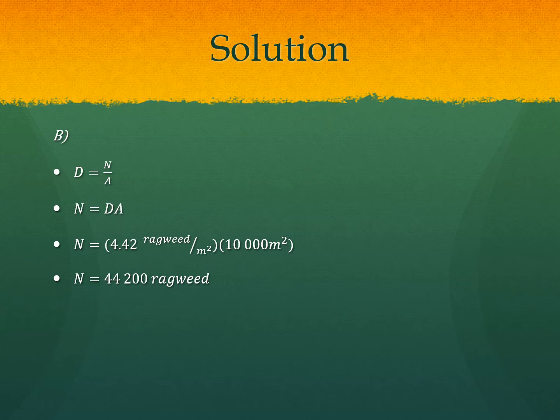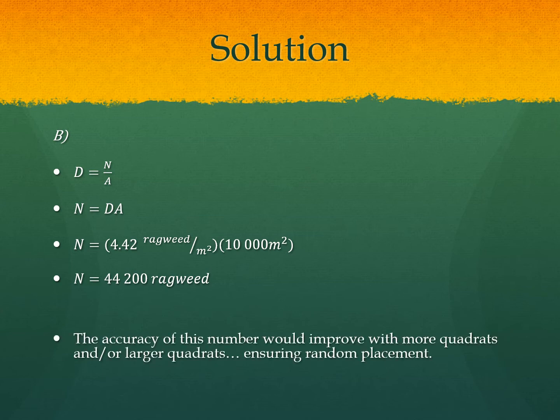And that's not a bad estimate based on the size of the field and based on the sample size that we took. Now, how could we improve that number, right? Because as scientists, we want to make sure that that population density and that estimated population size is as close to the real number as possible. Well, the accuracy of this number would improve with more quadrats or larger quadrats. Also, we have to make sure that we're placing those quadrats randomly spread out throughout the field.